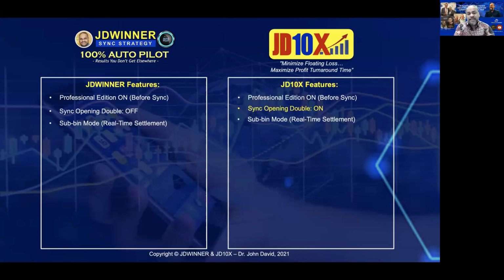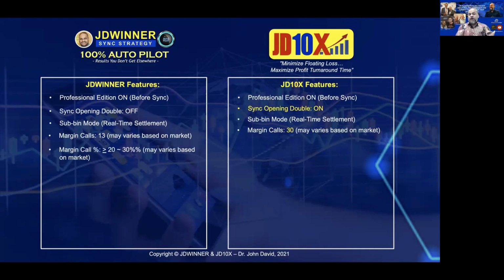All right, now next is the margin call. Now margin call for JD Winner is 13 and margin call for JD10X is 30. All right, so the one I put in yellow is actually the differentiation point, and I hope you will understand. Now, please also understand that it may vary because sometimes I may change the margin call according to the market performance. Now, margin call percentage for JD Winner is 20% up to 30%, but for JD10X, it will be above 40%.